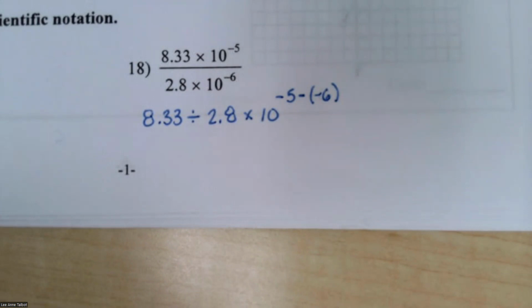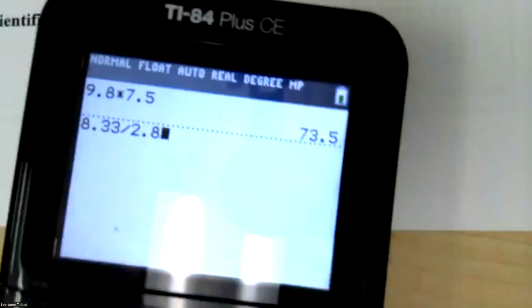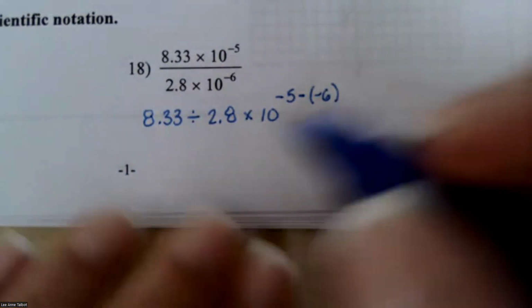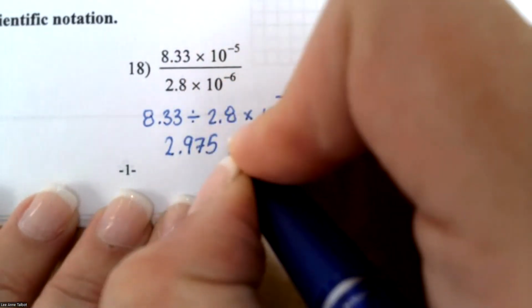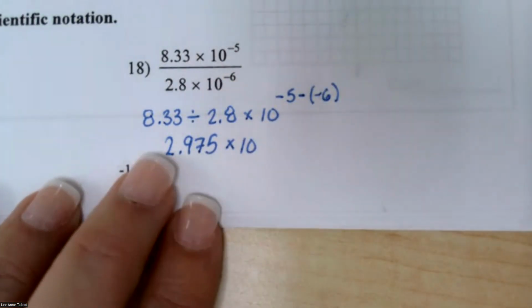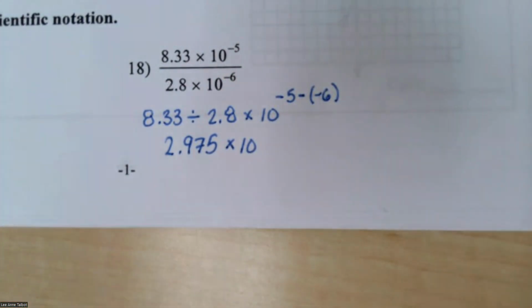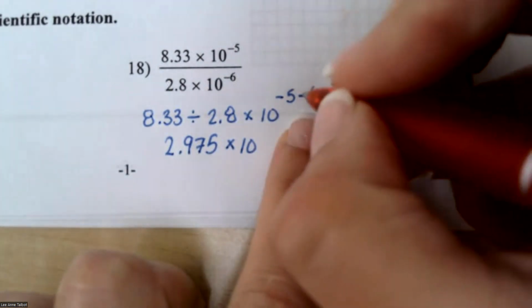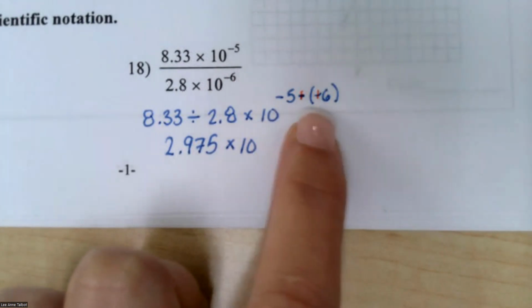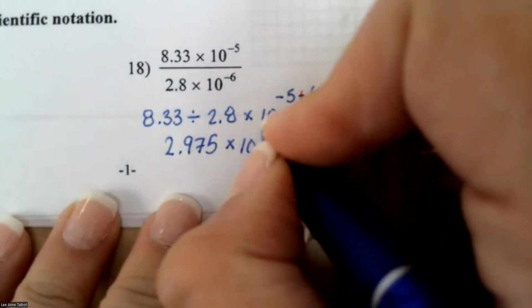Okay, so back to the calculator, 8.33 divided by 2.8, 2.975. Oh, we got lucky on this one. Does anybody know why we got lucky? Yes, the decimal point's already in the right spot. Okay, and then we come up here and we say, oh, it's minus and negative, and we make that plus. -5 plus 6 is 1.